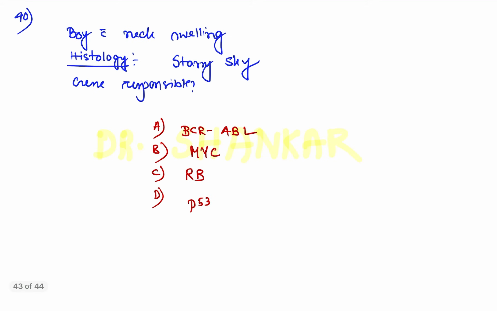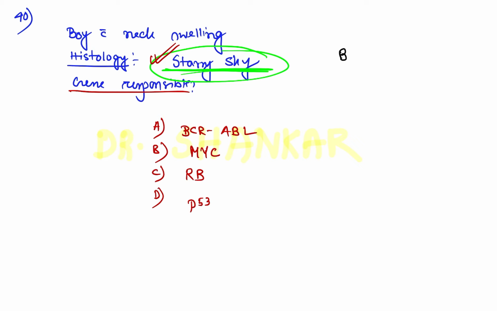Then question number 40, a boy with neck swelling, histology is showing starry sky pattern. This starry sky was the clinical clincher. This was a clinical scenario based question. And what is the gene responsible for this condition? This is nothing but the classical condition of Burkitt's lymphoma. And the gene responsible for Burkitt's lymphoma is nothing but the MYC gene, c-MYC gene. So this is the gene responsible for Burkitt's lymphoma.